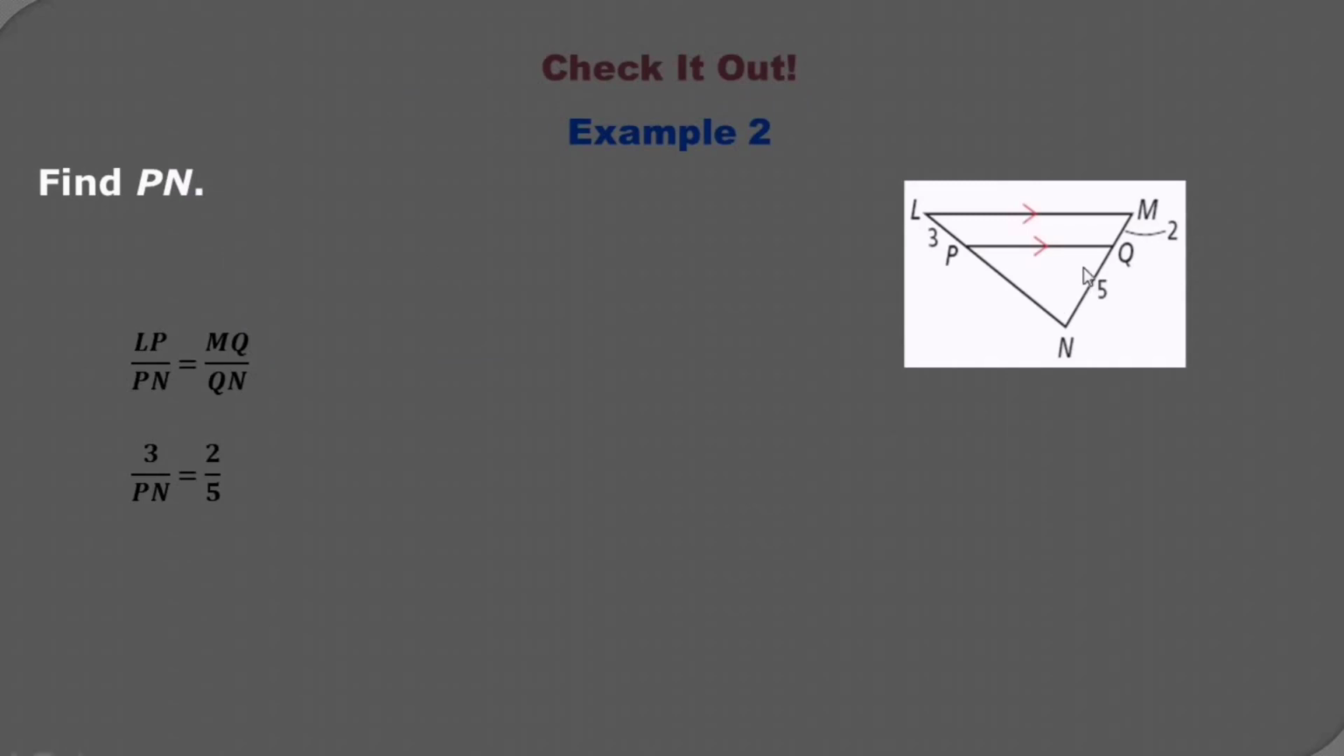Let's take another one. I need to find PN. I have a triangle which is L and M. I have PQ parallel to LM, and I have LP equals 3, and I have MQ equal 2, and QN equal 5, and I need to find PN. So LP over PN equal MQ over QN. Substitute. LP equal 3 over PN equal MQ equal 2 over QN, which is equal 5.